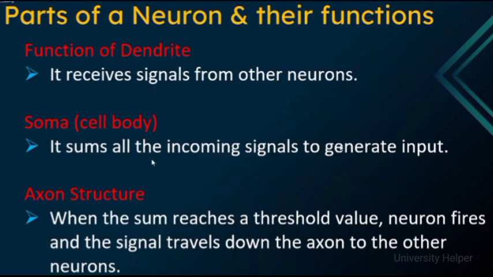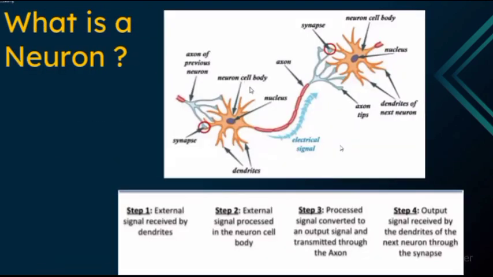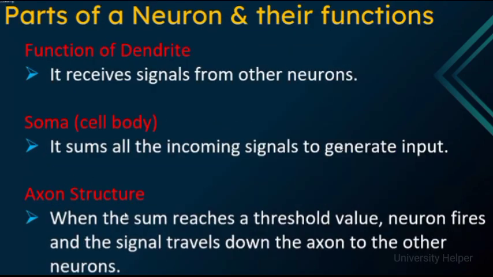The soma, as I already mentioned, the cell body, combines everything. It sums all the incoming signals to generate the input. It combines all the inputs that you receive. Then the axon structure: when the sum reaches a threshold value, that's very important. Even if you pass data, only when it reaches a certain limit is it triggered and the information passed on to be processed. That is done by the axon structure. When the sum reaches the threshold value, the neuron fires and the signal travels down the axon to other neurons.